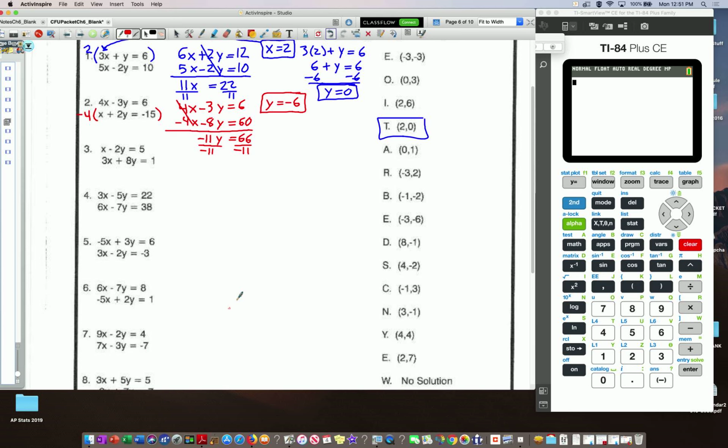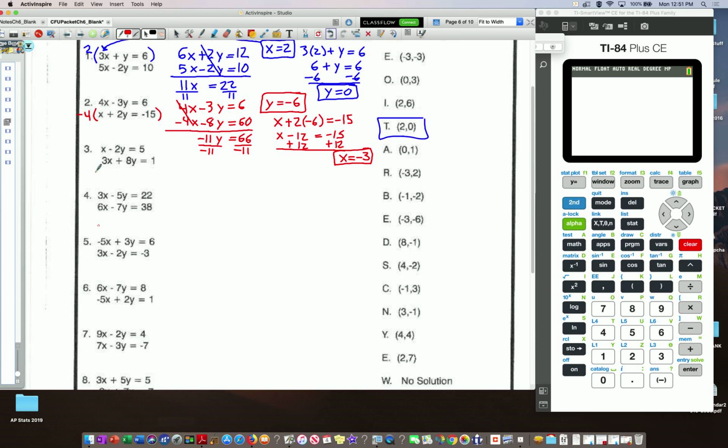I need to plug it back in and solve for x. I'm going to plug it in here since x is by itself there. Makes my life a little easier. x plus 2 times negative 6 equals negative 15. So x minus 12 equals negative 15. Add 12. So x equals negative 3.